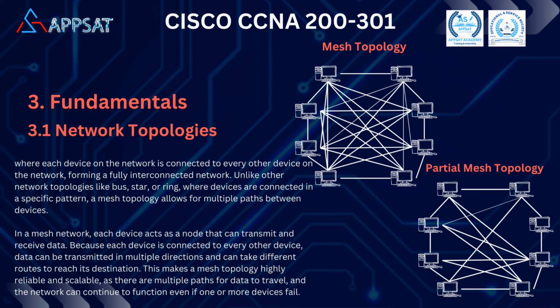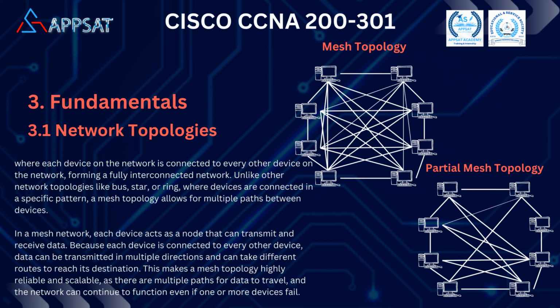Mesh networks are commonly used in large-scale networks, like metropolitan area networks, MANs, and wide area networks, WANs, where reliability and scalability are essential. They are also used in wireless networks, where devices can act as nodes and connect to other devices in a mesh configuration, creating a wireless mesh network.